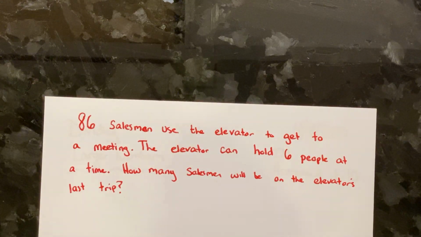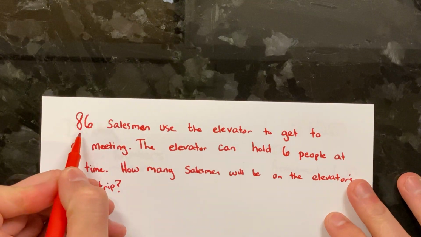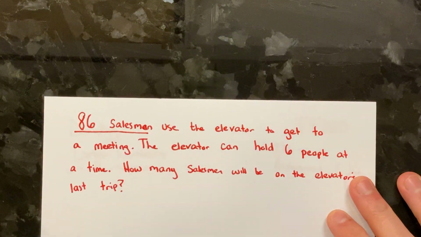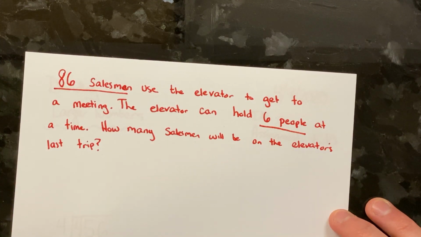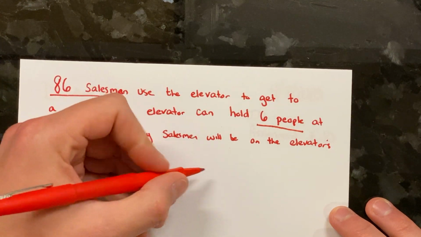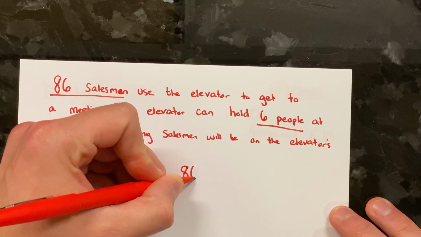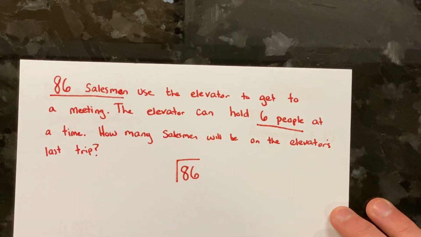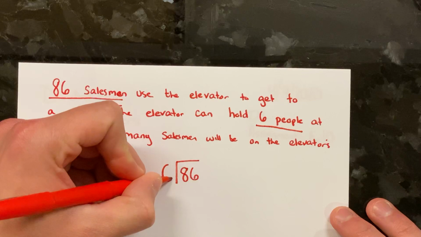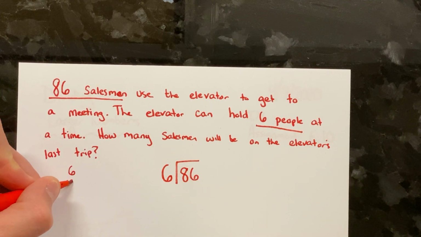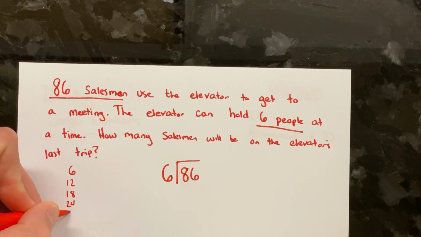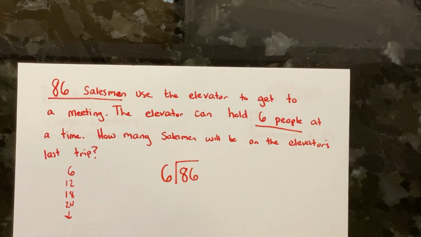Well, that's kind of interesting. Let's look for what's important. I've got 86 salesmen, and I've got an elevator that can fit 6 salesmen at a time. Okay, let's get started. 86 is my total, and I can get those people in the elevator in groups of 6. My multiples are 6, 12, 18, 24, and so on.